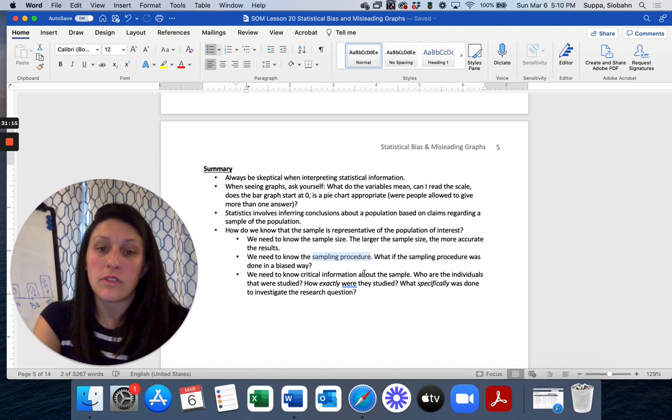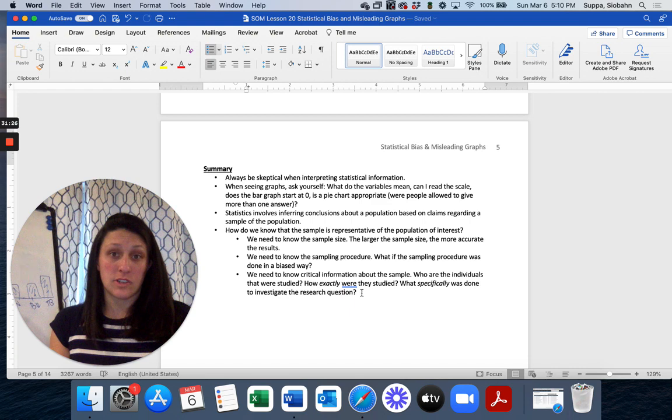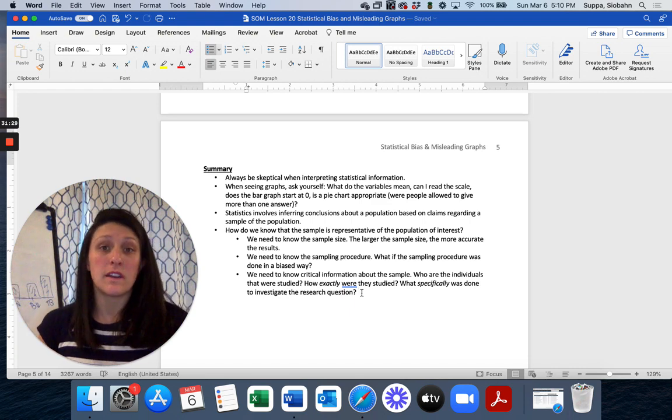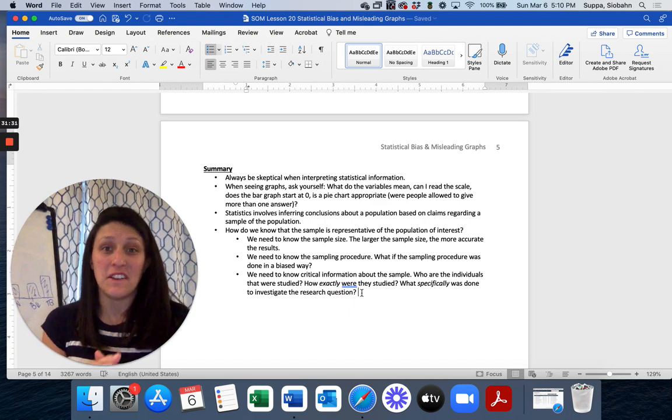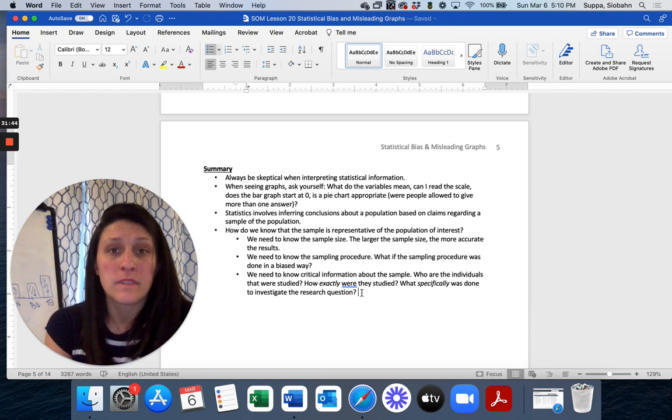And we need to know critical information about the sample. So who are the individuals being studied? How exactly were they studied? What specifically was done to investigate the research question? So the next time you hear a research claim, like in the news or on social media, or even just walking around in a town, when you hear somebody say anything about a statistical claim, like, oh, did you know you're more likely to die on the car ride to the airport than in a plane? You should be skeptical as soon as you hear a claim like that.